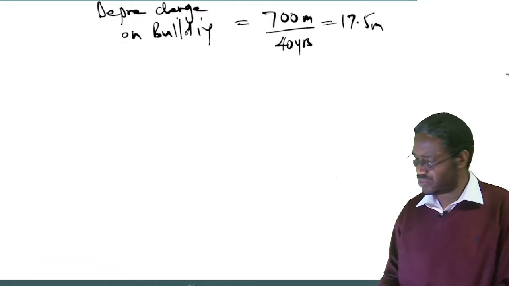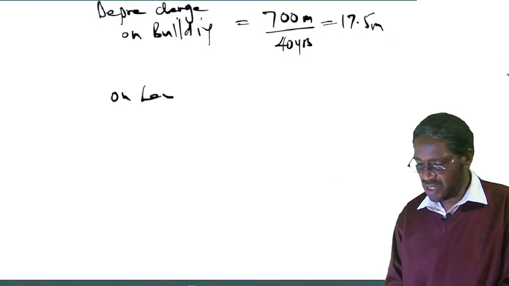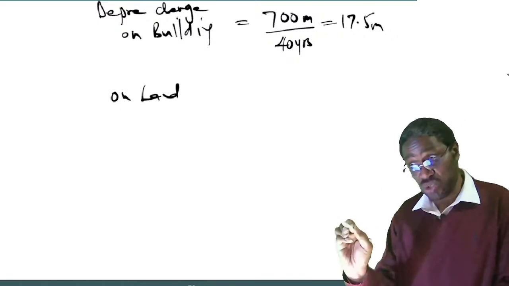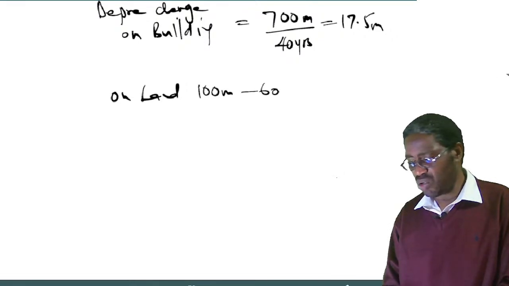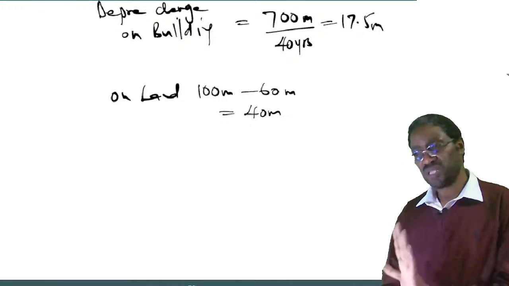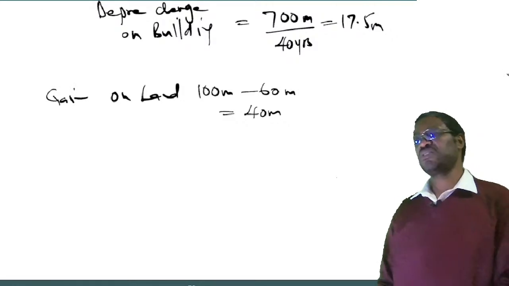Good. So let's put down the gain or loss on revaluation. We come and now say on land. Land, we have agreed there is no issue. We revalued the land to 100. It had a cost of 60. That gave me a gain of 40. That's okay. So you can say gain on land.